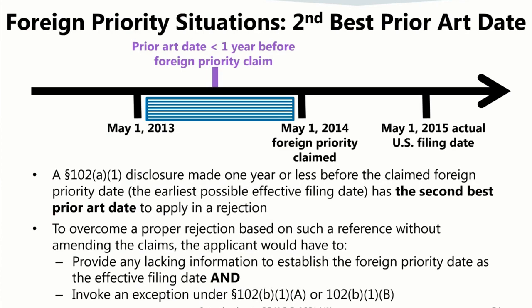But if applicant later perfects the foreign priority claim, the effective filing date for the claimed invention would shift to May 1, 2014, and the reference would then fall within the recalculated grace period. Once this is done, there is the possibility that applicant could overcome the reference by invoking an exception under Section 102(b)(1)(A) or 102(b)(1)(B). So while this reference isn't quite as good date-wise compared to the reference in the previous slide, it is still better than the one we will discuss next.